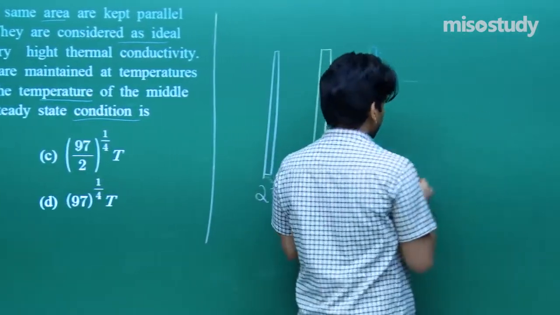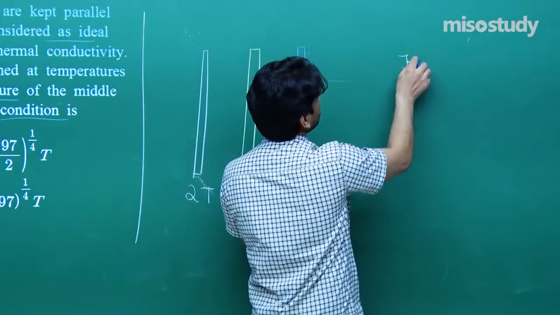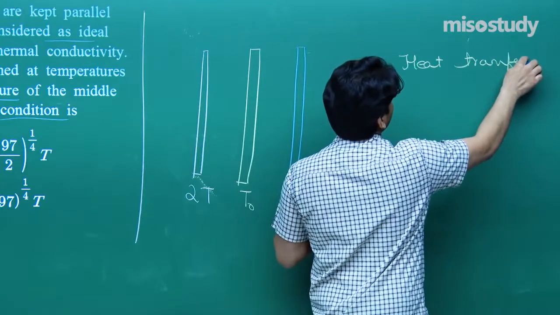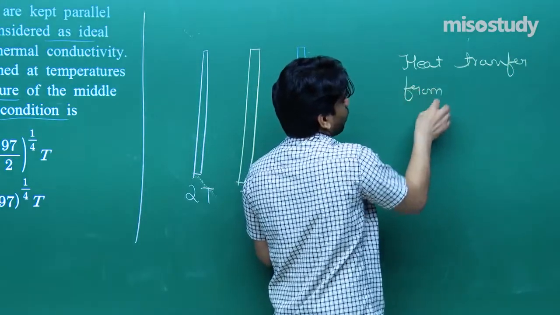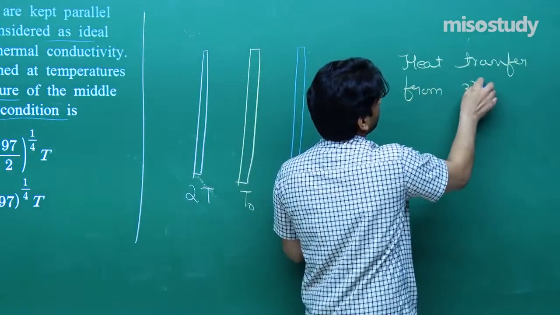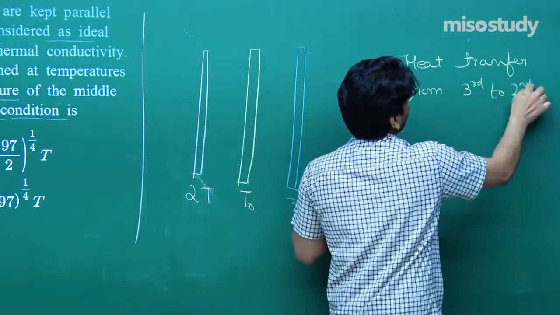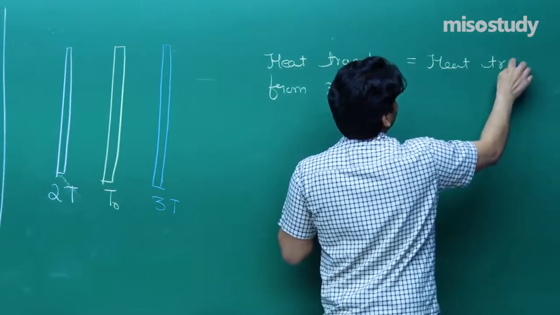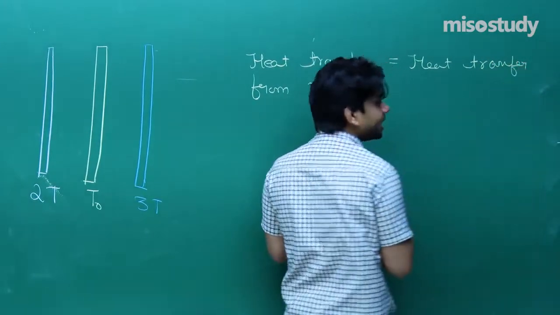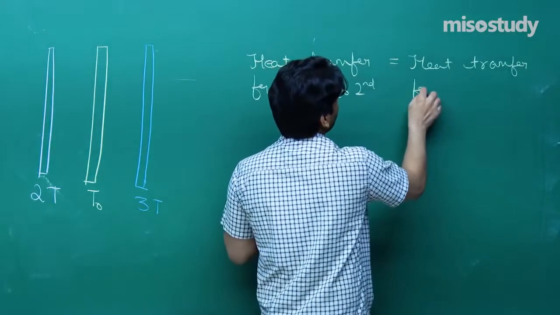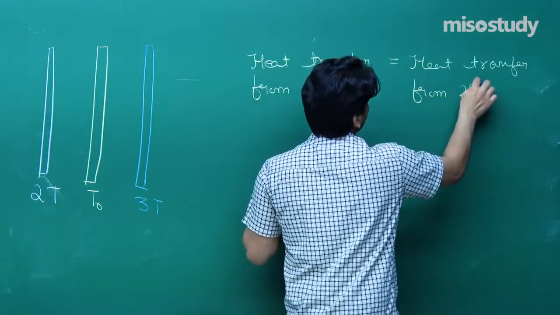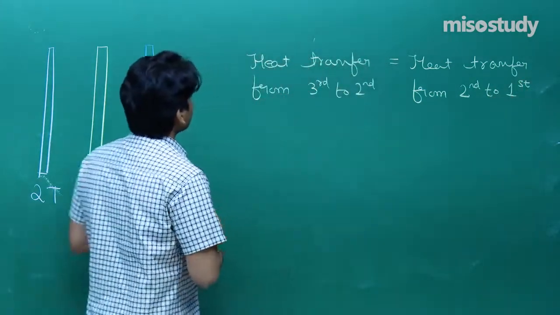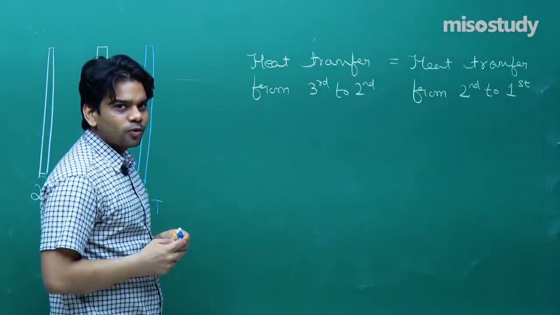Now we all know that heat transfer from the third plate at 3T to the middle plate will be equal to heat transfer from the second to the first. Under steady state condition, this will be valid. Heat transfer from second to first. Now apply this. We all know that sigma A T to the power 4 you have to apply.